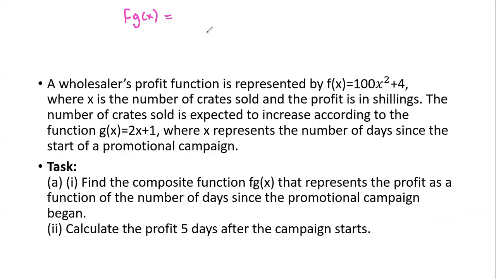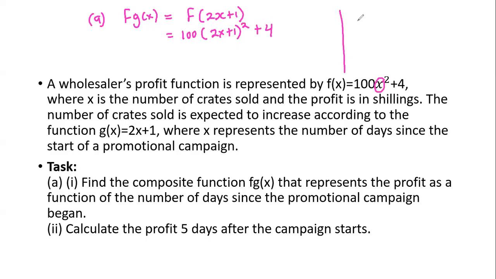Part A: (f∘g)(x) is equal to f(2x + 1). And then we get the function f(x) equals 100x squared plus 4. So we replace x with 2x plus 1, to be 100 into brackets (2x + 1) squared plus 4.